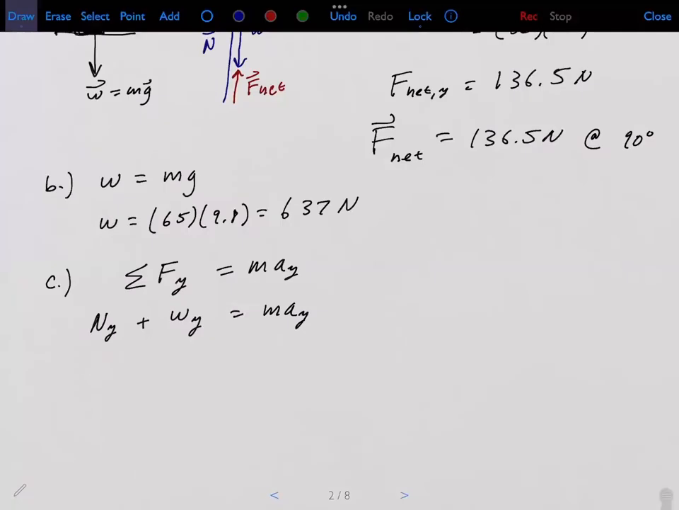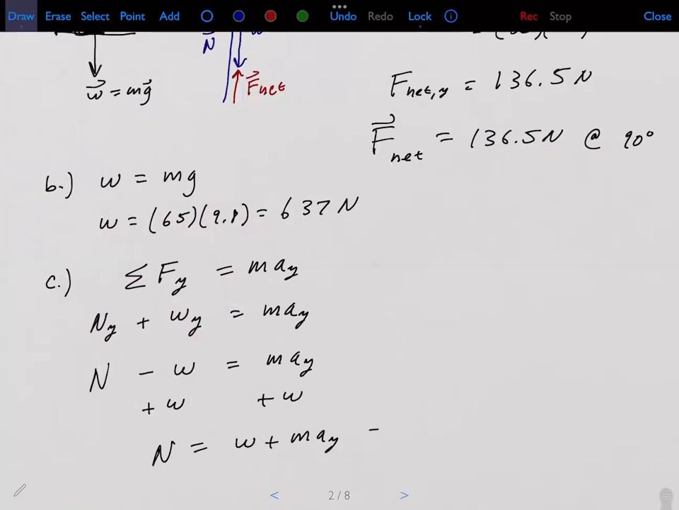In this case, the y component of the normal force is the entire normal force, right? It's all acting, and we don't know what the value is. The y component of the weight, it's all acting in the negative y direction, so it's negative the entire amount of the weight, and that's got to equal MAY. So actually, if I solve this for normal force, I can add W to both sides. So normal force is equal to the weight plus MAY.